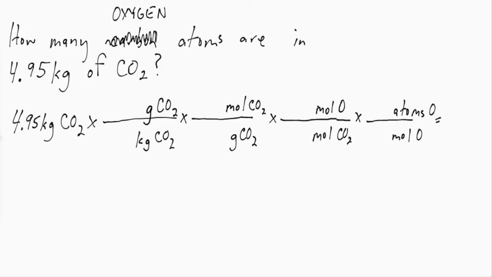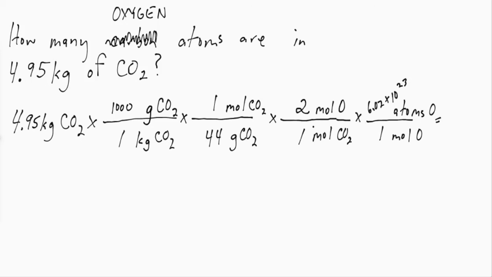All right, so let's fill in these numbers. Let's start here. 1 kilogram is 1,000 grams. If you look at the molar mass of this, you know that 1 mole of CO2 is 44 grams of CO2. We know that in 1 mole of CO2 you have 2 moles of oxygen atoms. That's why I wanted to do that, because it just changes the numbers up here. If it was carbon, then we would have just done 1 mole of carbon. And then we know 1 mole of oxygen is 6.02 times 10 to the 23rd atoms of oxygen.